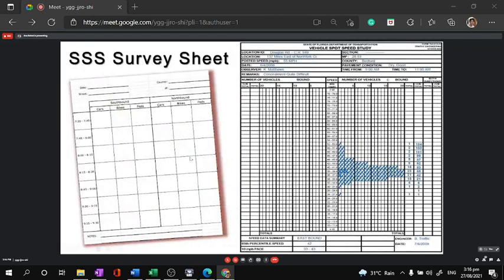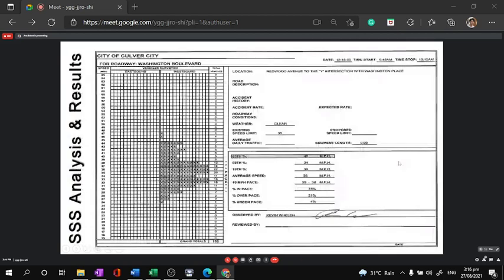Okay, so this is the survey sheet. You are not supposed to get one type of vehicle, you get all. Whether it's a car, a pedestrian, or a bicyclist that passes through the road. So you get the speeds, and then you tabulate the spot speed data.